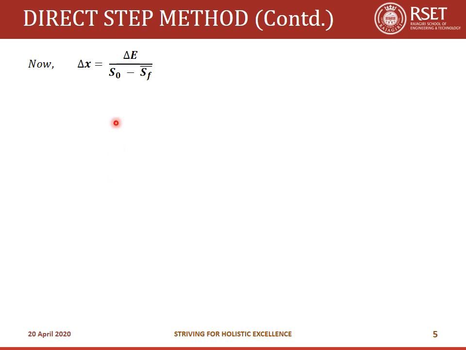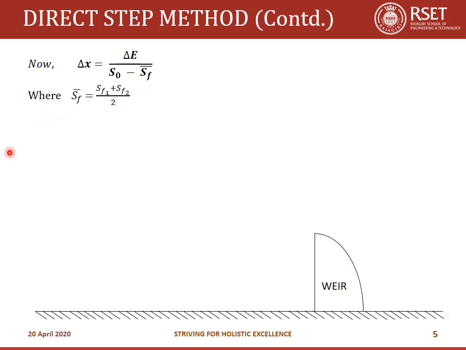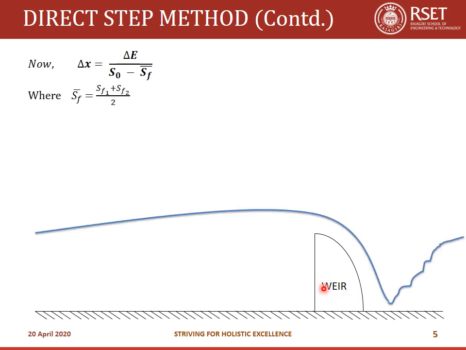So this is the equation that we are going to use in direct step method. Delta x is equal to delta E divided by S0 minus SF bar, where SF bar is SF1 plus SF2 divided by 2. So here I have a channel bottom with an obstruction. In place of an obstruction, I have written it as a weir, because a weir is a form of an obstruction. This is how the water is going to pass over the weir.